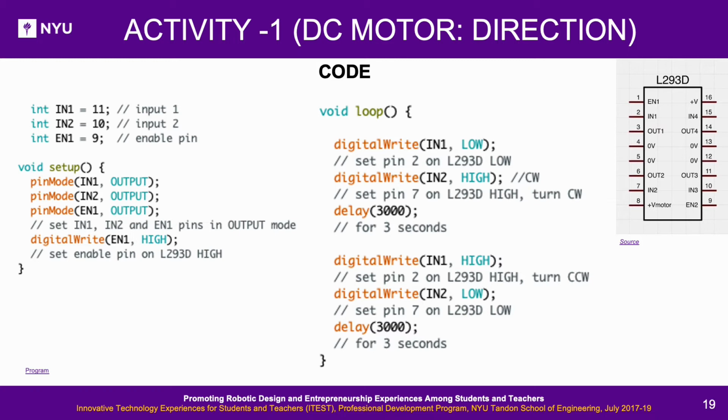Code. As can be seen, 3 variables IN1, IN2, and EN1 are declared as integers to represent pins 11, 10, and 9 on the Arduino, which are connected to IN1, IN2, and EN1 respectively. In the setup, these pins are set to output mode, and the enable pin is set high using the digitalWrite command. In the loop, IN1 is set low and IN2 is set high for 3 seconds, that is, 3000 ms, using the delay command, and then IN1 is set high and IN2 is set low, changing the direction of current through the motor, and consequently the rotation direction of the motor.